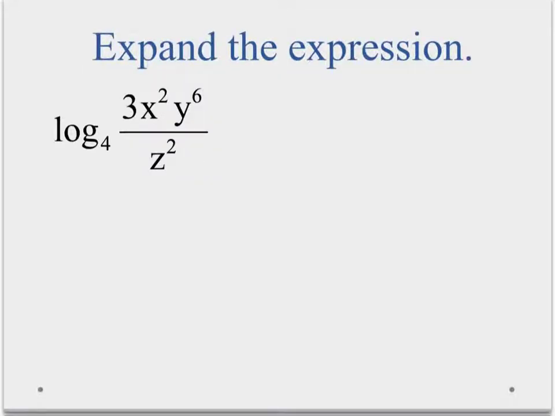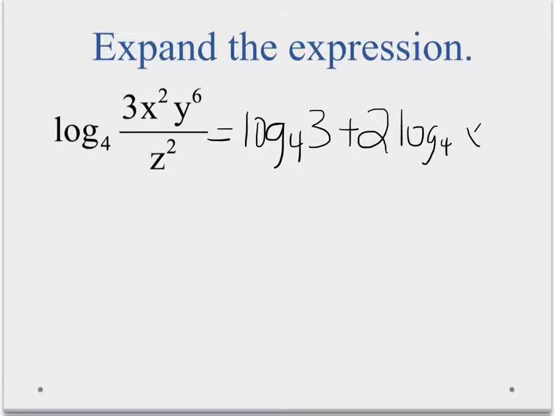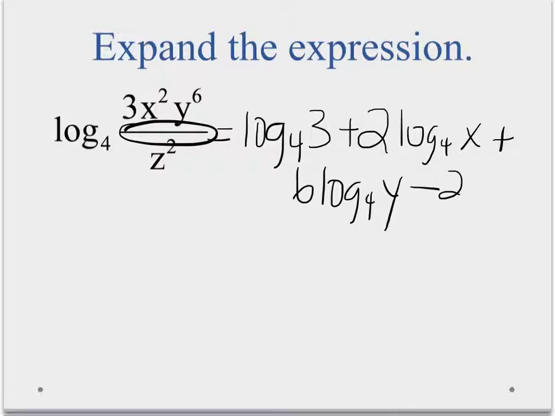Okay, this one asks us to expand this one. So we've got a bunch of multiplication, we've got exponents, and then we've got division. So this is going to be log base 4 of 3 plus, the 2 goes out in front, 2 log base 4 of x plus, the 6 goes out in front, so 6 log base 4 of y, and then division means subtraction, so 2 log 4 of z.